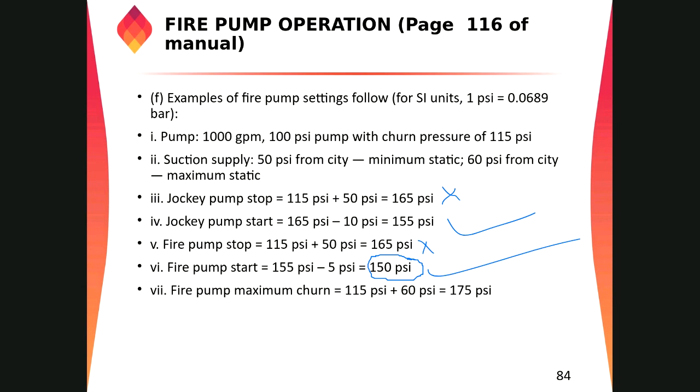The jockey pump will not supply that much flow. The jockey pump is just for maintenance, which is why it's called the maintenance pump. The fire pump will start at 150 psi. So the maximum churn pressure will be 115 plus 60 psi, equal to 175 psi.